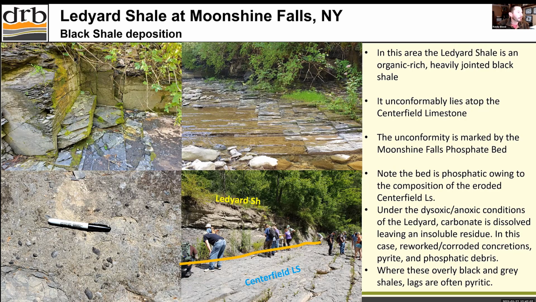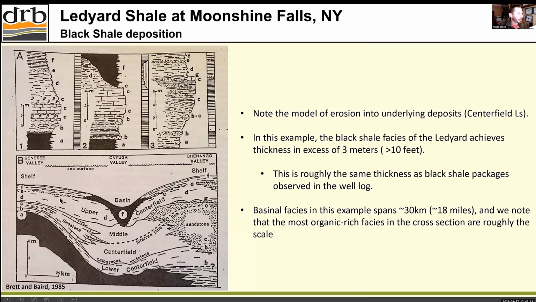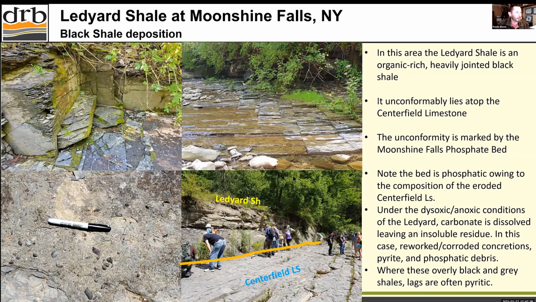And this is the model of that here. What you can see is that we have erosion of this channel down into the underlying units. This is where you would have that phosphatic or pyritic lag, and then black shale deposition within that channel. These things are tens of feet high and tens of miles across, which, if you go back to look at that cross section, again, these are in the tens of feet thick.